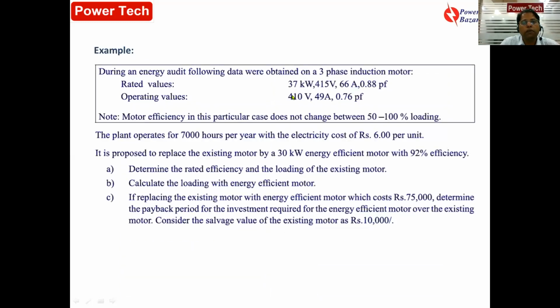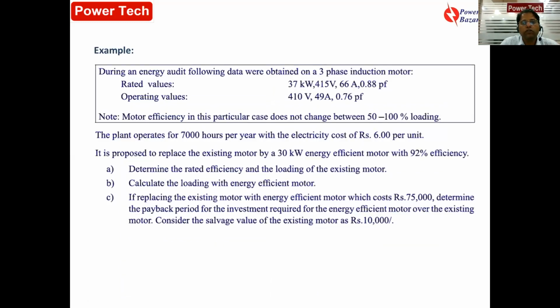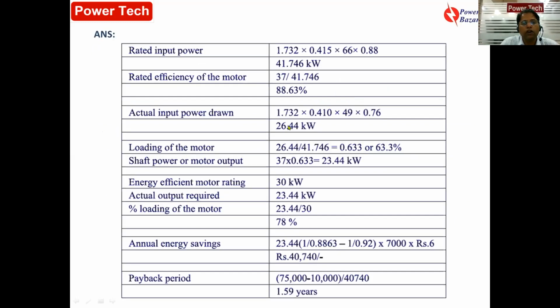Now, what is the actual input power drawn? We have the measurement for 415 volt, 49 ampere, 0.76 power factor. 49 is the current, 0.76 is the power factor. So the actual input power drawn will be 26.44 kilowatt, root 3 VI cos phi.